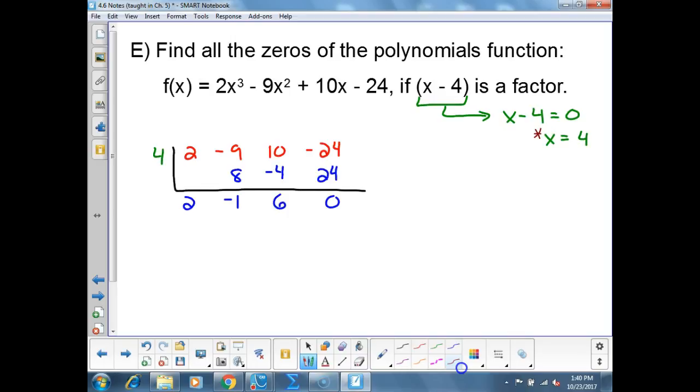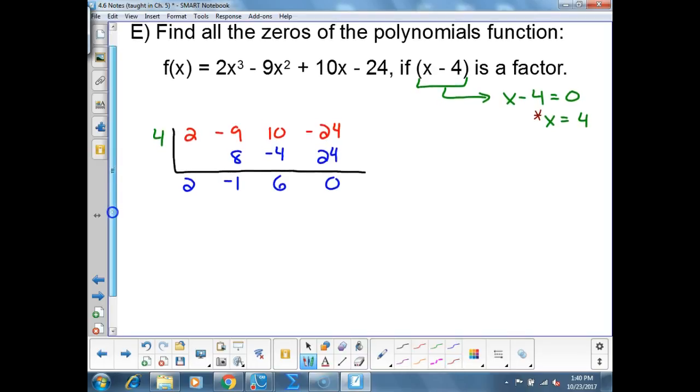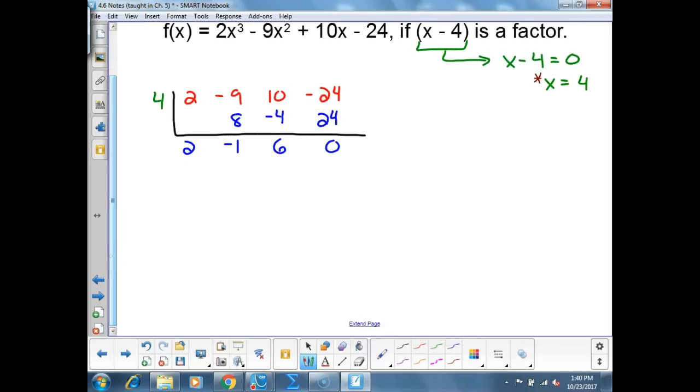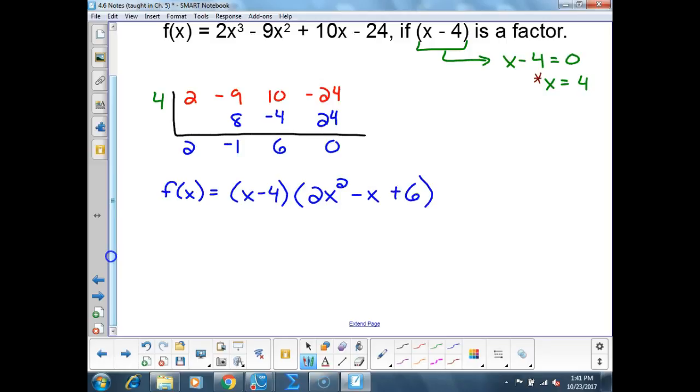Okay? Which I should have, because it said that x minus 4 is a factor, so that means 4 is a 0. I should get a remainder of 0. So f of x then can now be written as x minus 4, because that's the factor, times 2x squared minus x plus 6. Was anybody able to factor 2x squared minus x plus 6? 2x plus 3 and then x minus 2.